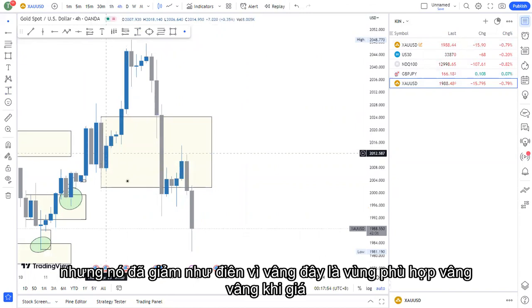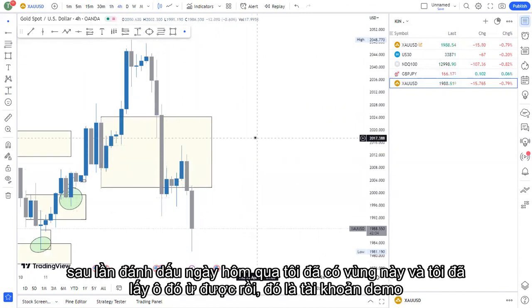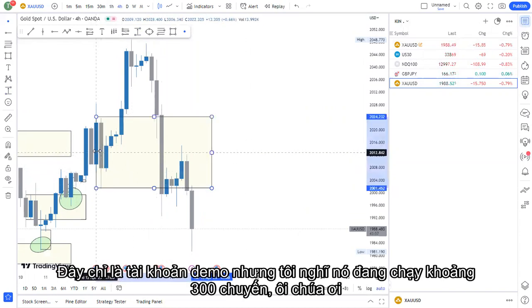This is the right zone. When the price got into the zone after yesterday's markup, I had this zone and I took that sell on my demo account. It is only a demo account, but I think it is running about 300 pips now.